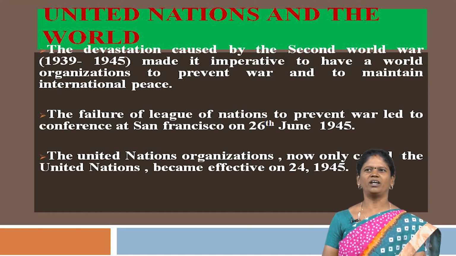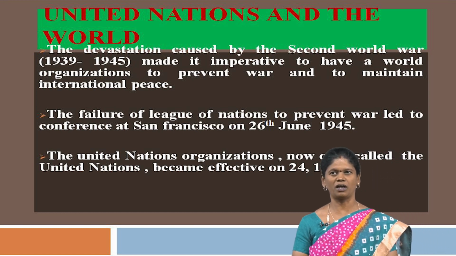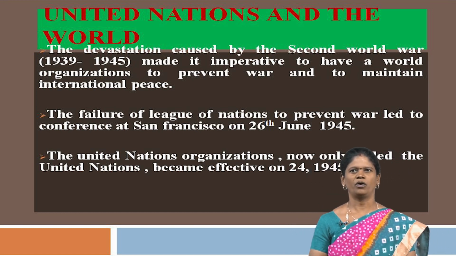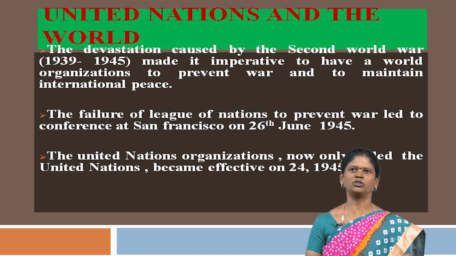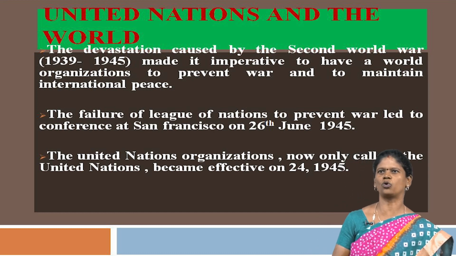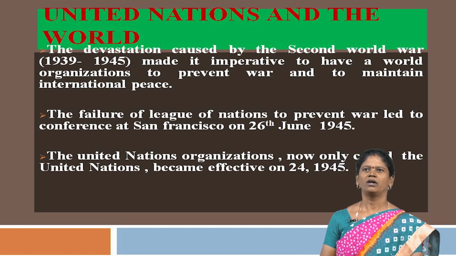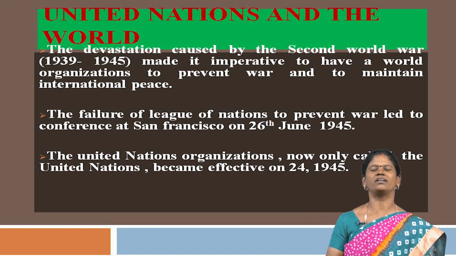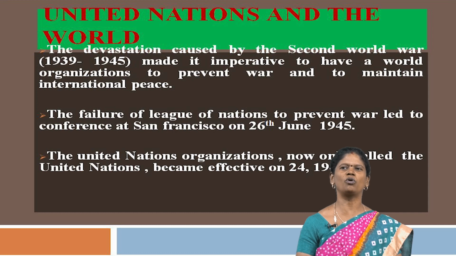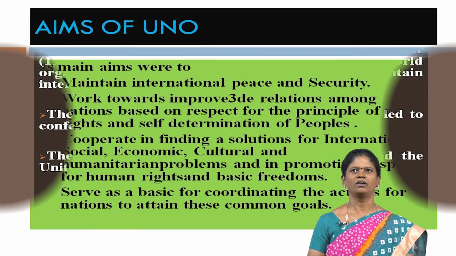The failure of the League of Nations, after the First World War, to prevent war led to a conference at San Francisco on 26th June 1945. The United Nations Organization became effective on 24th October 1945.